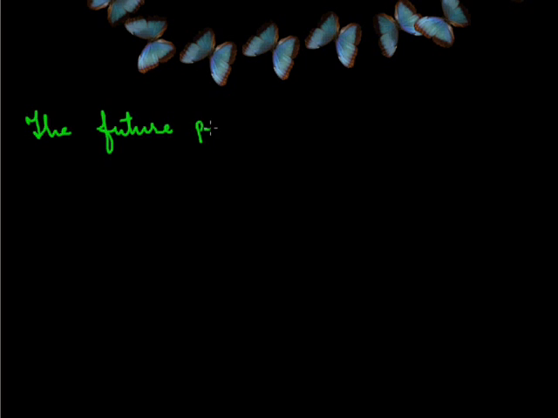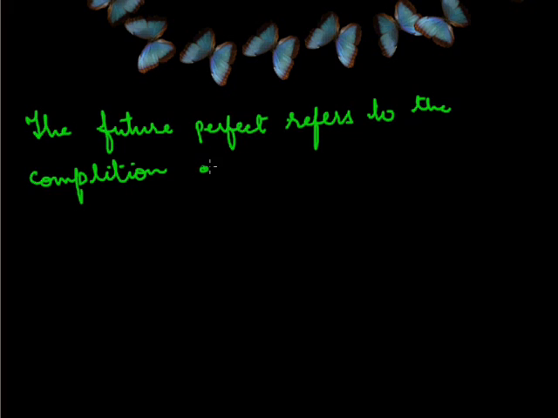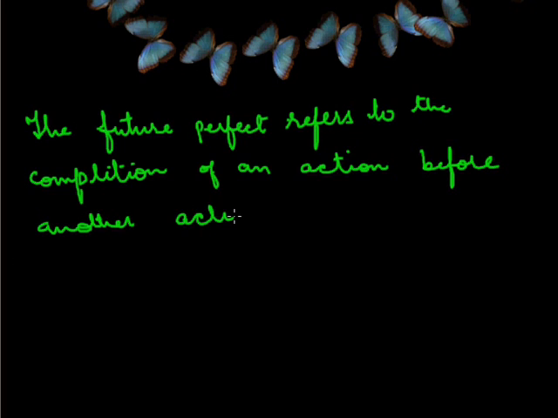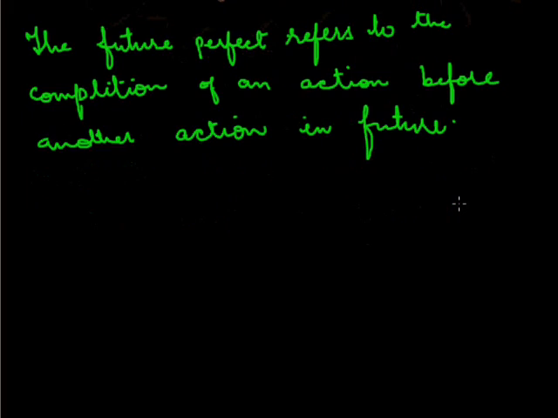Future perfect refers to the completion of an action before another action in future, right? The future perfect tense refers to the completion of an action before another action in future.